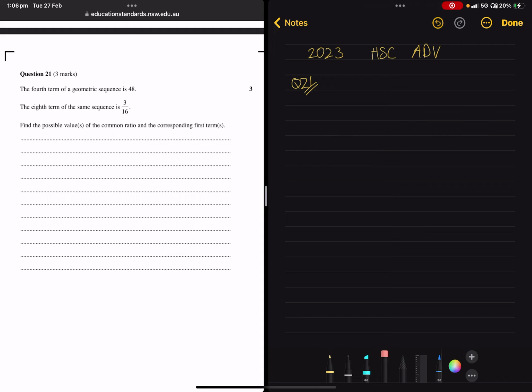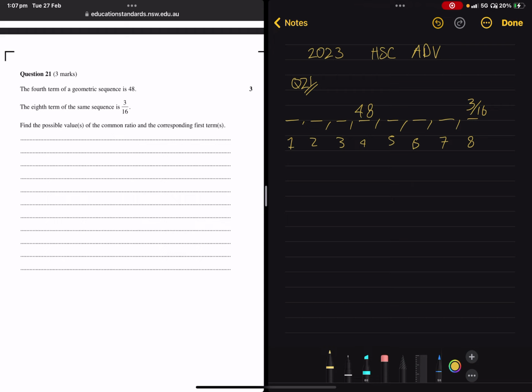Okay, so let me do this a little nicer. 1, 2, 3, 4, 5, 6, 7, 8. We don't need to draw it, but I can. This is 48, and the eighth term is 3 on 16. So this is the first term, second, third, fourth, fifth, sixth, seventh, and eighth. Find the possible values of the common ratio and the corresponding first term. Now, value(s), term(s), suggests that there are going to be multiple solutions here. And if it wants us to find multiple solutions, we'll need all of the solutions to get the marks.